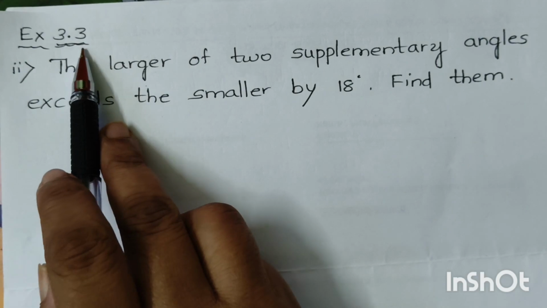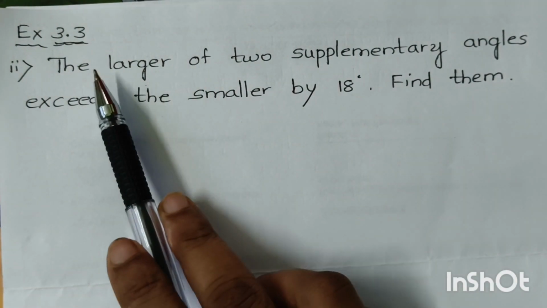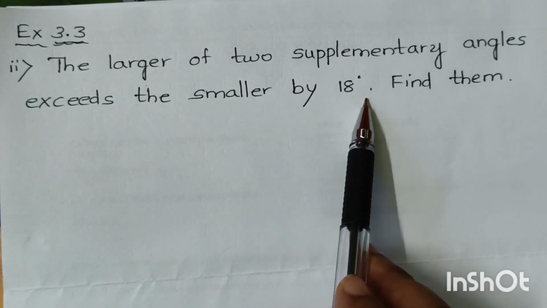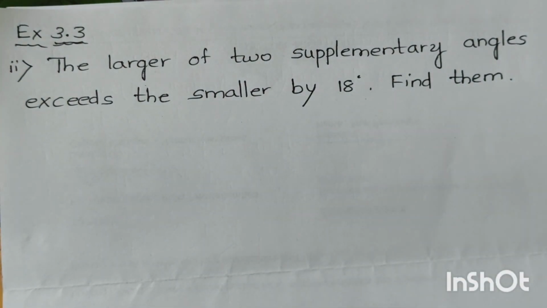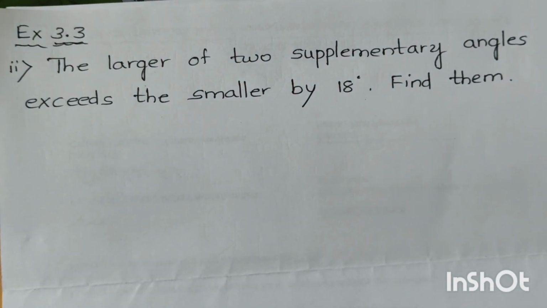Exercise 3.3, third main. In this, we are solving the second problem. The larger of two supplementary angles exceeds the smaller by 18 degree. Find them. Before solving the problem, I want to tell you the meaning of supplementary angle and exceeding.